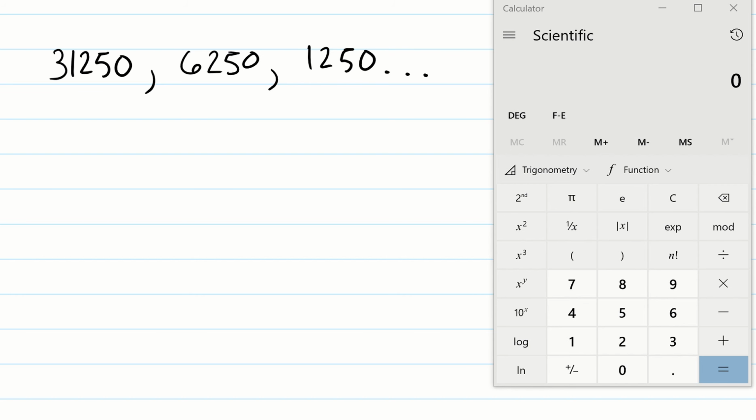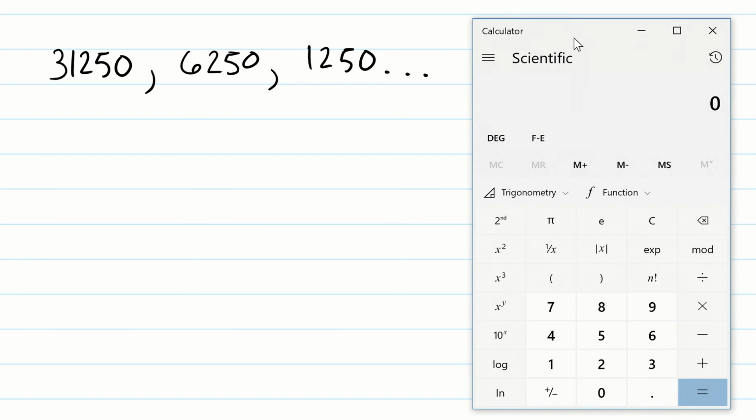I have grabbed a calculator here. Geometric sequences have a common ratio. In order to find the common ratio, you basically take a term. So I'm going to take 1250, and you divide it by the previous term. So I'm going to divide that by 6250. And when I do, I get 0.2, which is 2/10, which is 1/5, right?